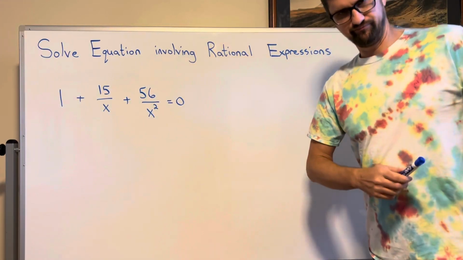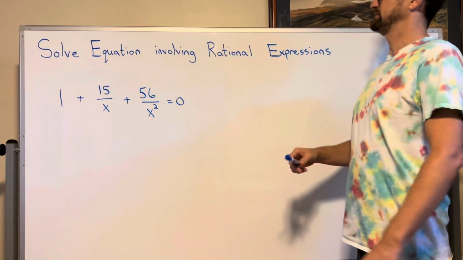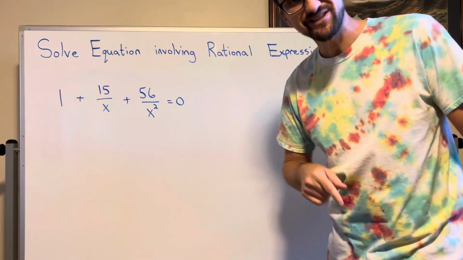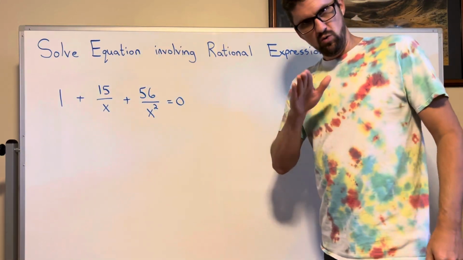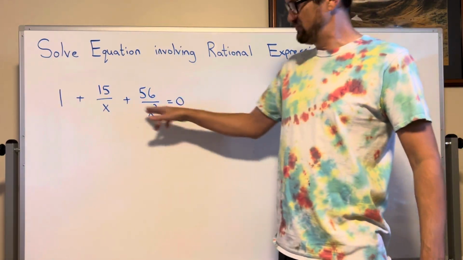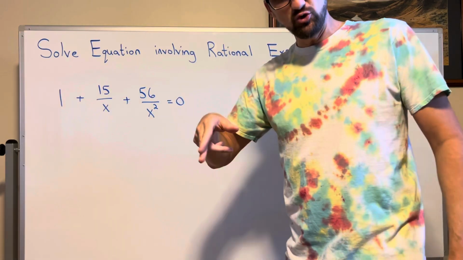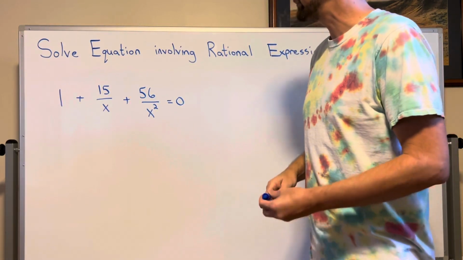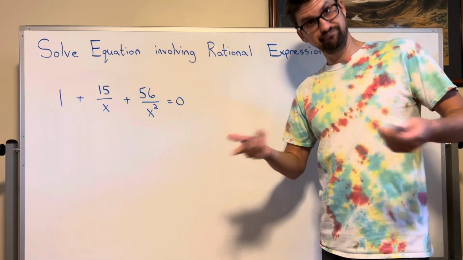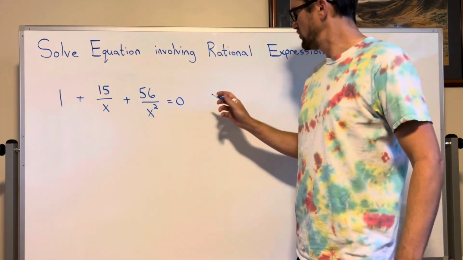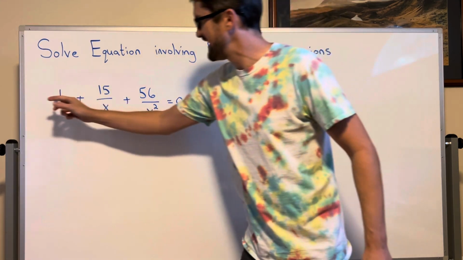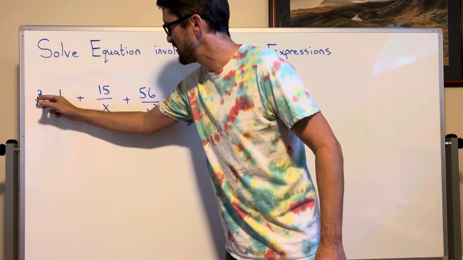Solve equation involving rational expressions. Here's my equation. I have two rational expressions in there. What you want to do is get rid of the denominators by multiplying both sides by the common denominator of x and x squared, which is going to be x squared. So we're going to multiply both sides by x squared.